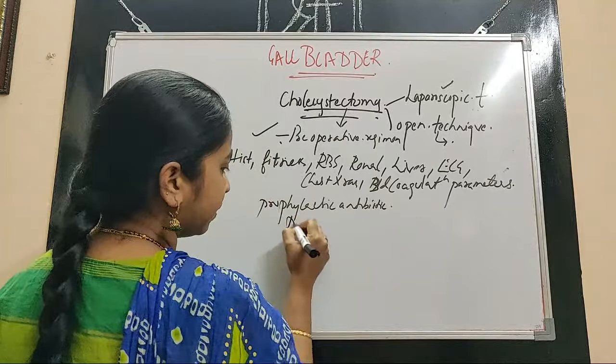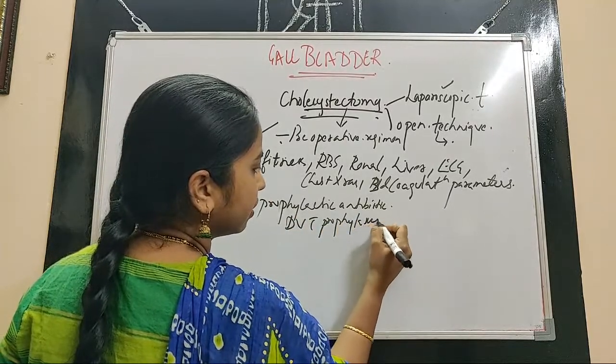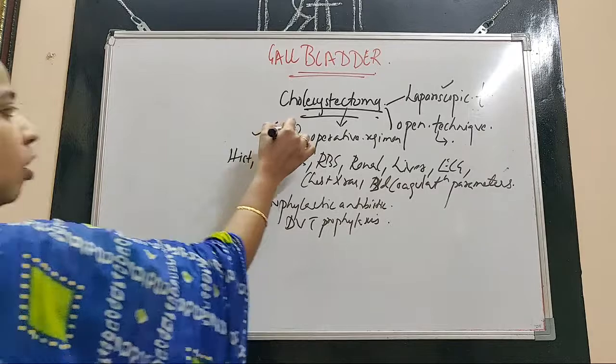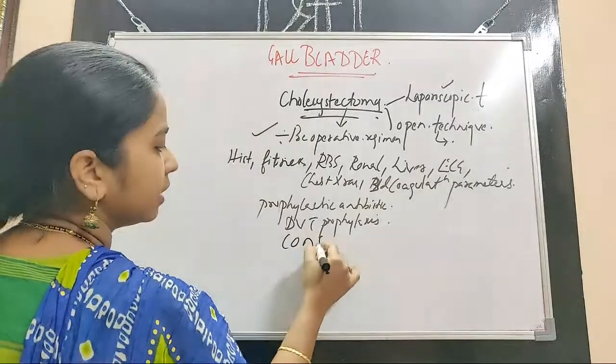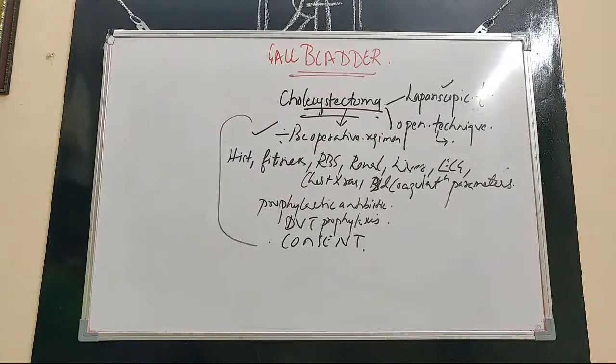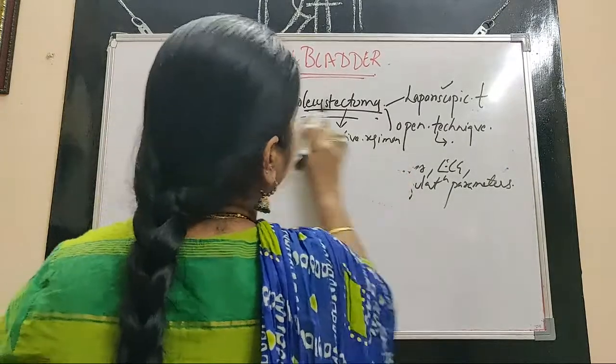In some cases, even a DVT prophylaxis is also given. So all of this has to be worked out. Most importantly, along with all of this comes the consent taking. So the entire pre-operative workout has to be done. Once the pre-operative workout is done, now moving on to the operative part of it.